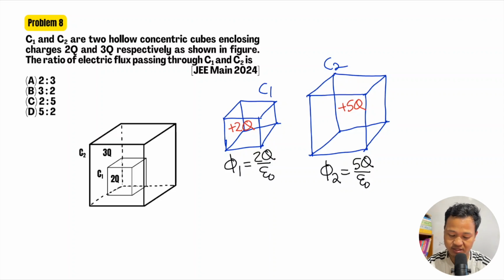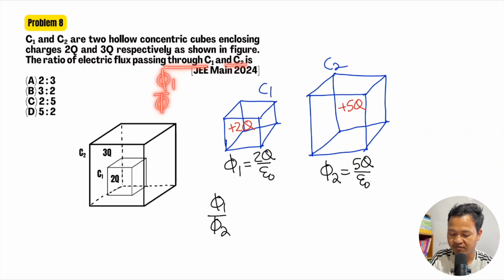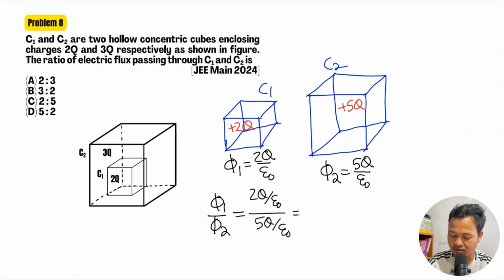The question asks for the flux passing through C1 and C2, that is, C1 by C2, phi 1 by phi 2. You have to follow the order of the language. If it is through C2 and C1, it would be phi 2 by phi 1. In the options you have one option with 2 by 5 and another with 5 by 2, so you have to be very careful. So 2q by epsilon naught divided by 5q by epsilon naught gives 2 by 5. So the ratio is 2 is to 5.